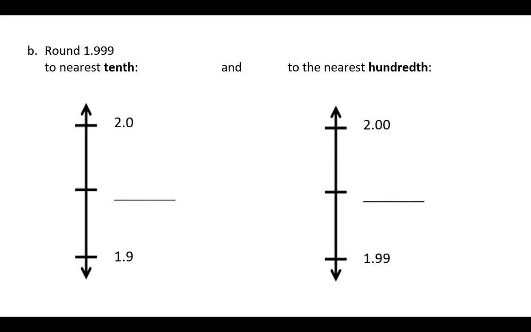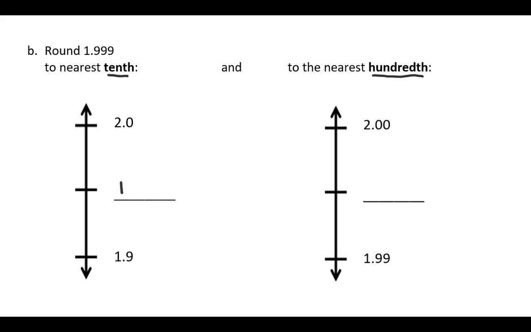In the next problem, we're going to round 1 and 999 thousandths to the nearest tenth and then to the nearest hundredth. When I round it to the nearest tenth, my choices will be 1 and 9/10 and 2/10. Because it's greater than 1 and 9/10, the next tenths up would be 1 and 10/10. Well, 10/10 is the same as 1 whole, so we would record that as 2 wholes then. So that's why my parameters are 1 and 9/10 and then 2 wholes.